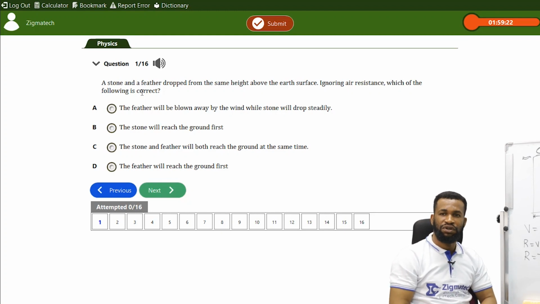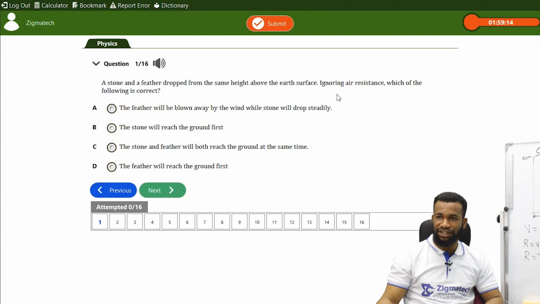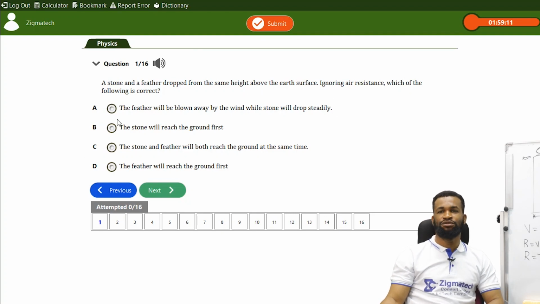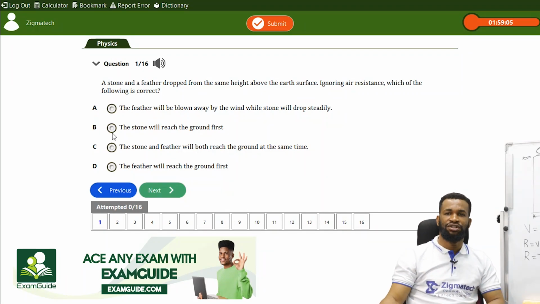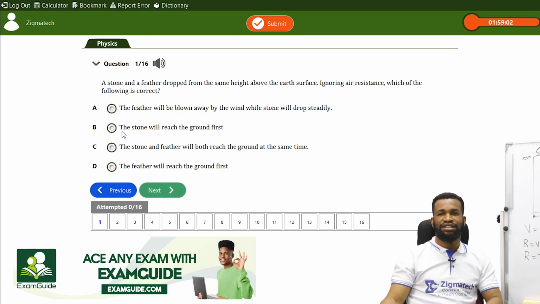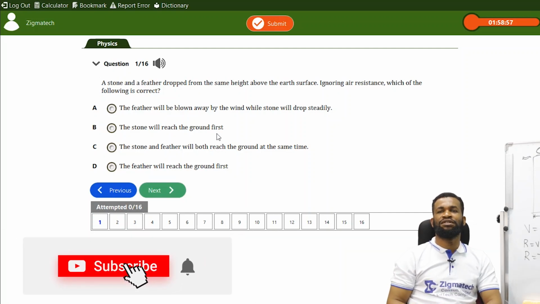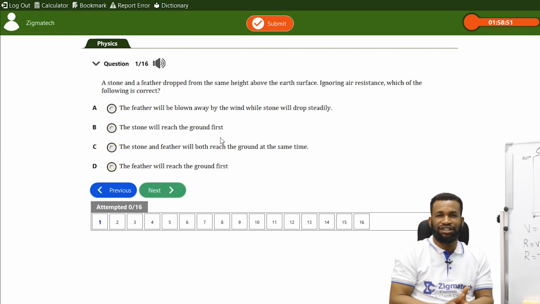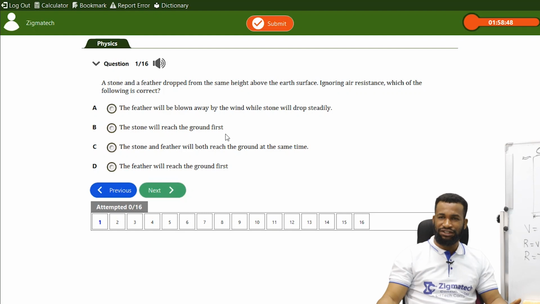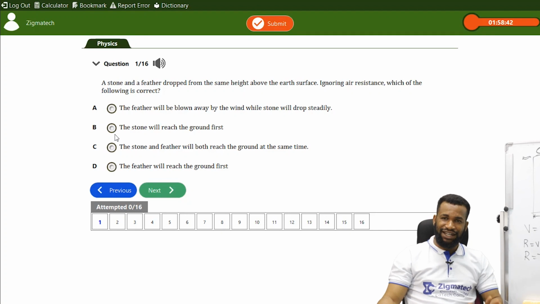Okay, the feather will be blown away by the wind while the stone will drop safely. All right, but remember the question says ignoring air resistance. So at this point, we are taking air away from the equation. So option A is not correct. B says the stone will reach the ground first. Why will that happen? That was the mistake Aristotle made by saying that a heavy body will first fall on the ground while the lighter body will fall later. That was a misconception about acceleration due to gravity, which is the essence of our topic. That is also wrong.